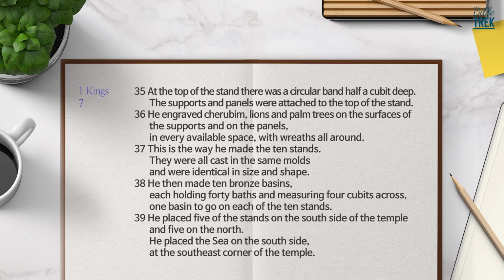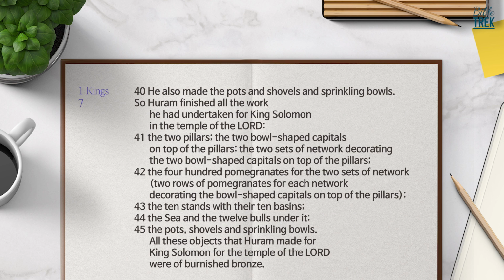He placed 5 of the stands on the south side of the temple, and 5 on the north. He placed the sea on the south side, at the southeast corner of the temple. He also made the pots and shovels and sprinkling bowls. So Huram finished all the work he had undertaken for King Solomon in the temple of the Lord.